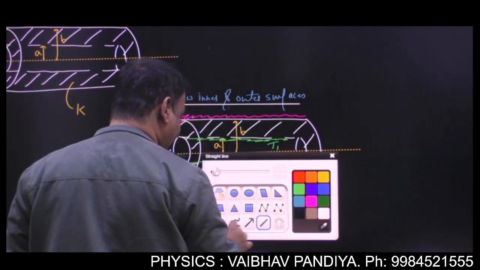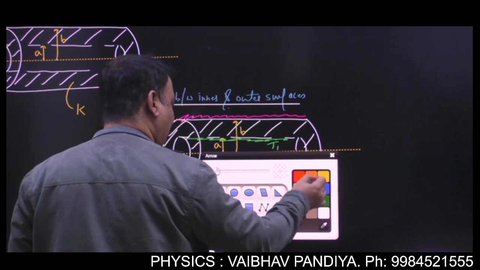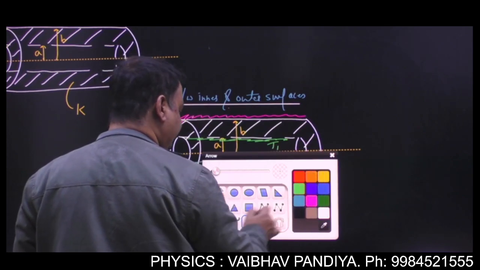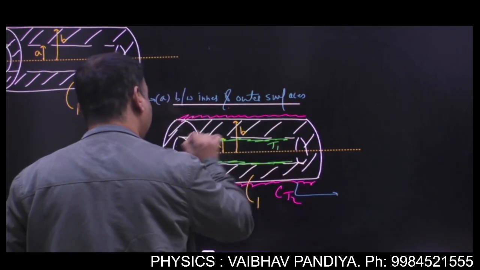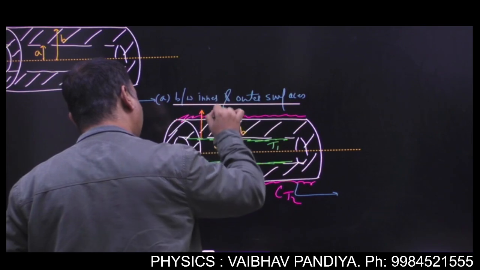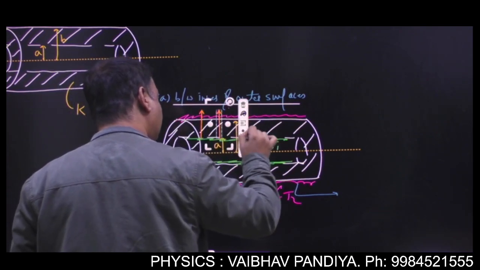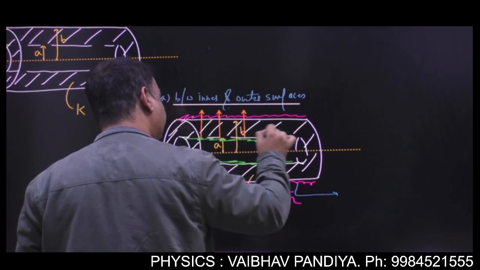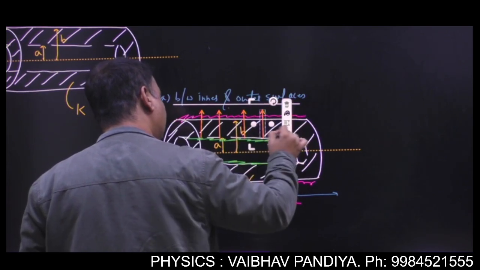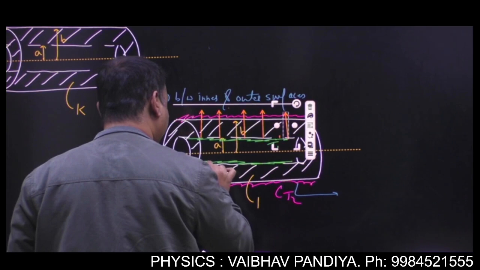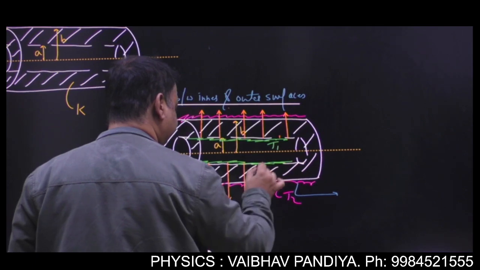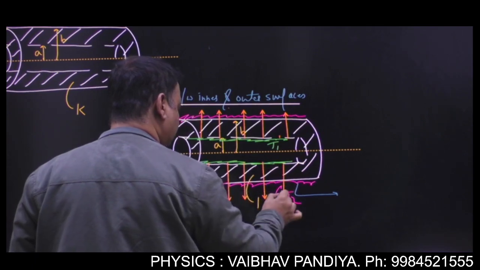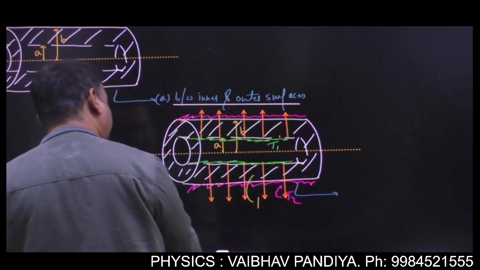In lecture 1 I told you how the heat will flow. Now the heat will flow radially, isn't it? Let us choose the color orange. So heat will flow like this. We are making a 2D figure, but actually the heat flow will be radial in 3 dimensions between the inner and outer surface. Okay, so heat will be flowing like this.